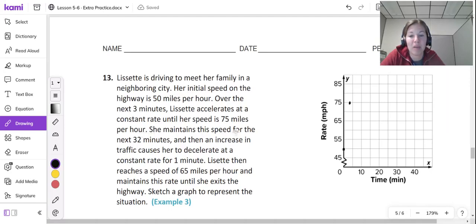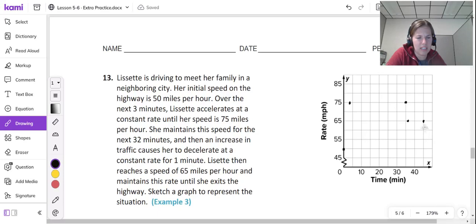She maintains this speed for the next 32 minutes. So 3 minutes plus 32 minutes, we're going to end up at 35 minutes. So she stays the same here until 35 minutes. So I'm going to put another dot here at 35. And then an increase in traffic causes her to decelerate at a constant rate for 1 minute. Lisette then reaches a speed of 65. So she went down to 65 over 1 minute. That's going to be pretty close, which means she decelerated pretty quickly, and maintains this rate until she exits the highway. Okay, so she stays here until she exits the highway.